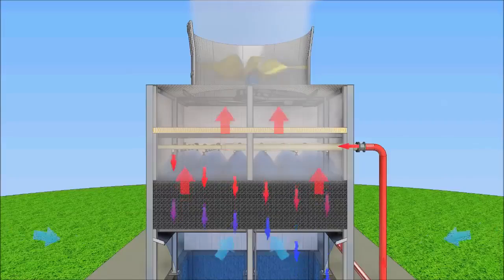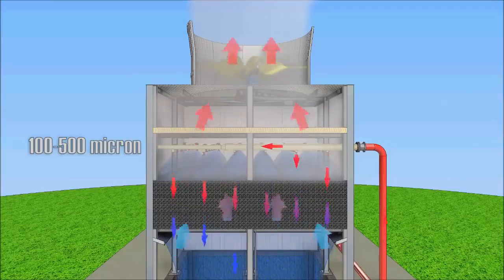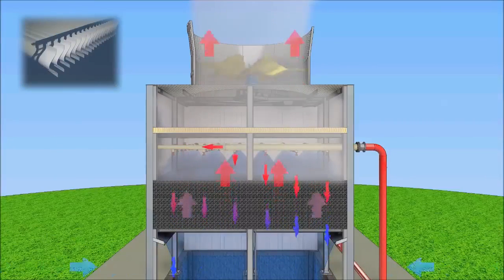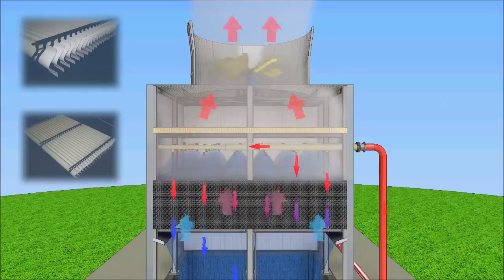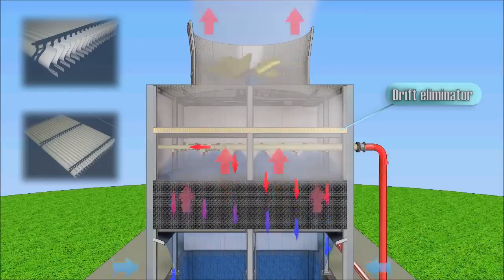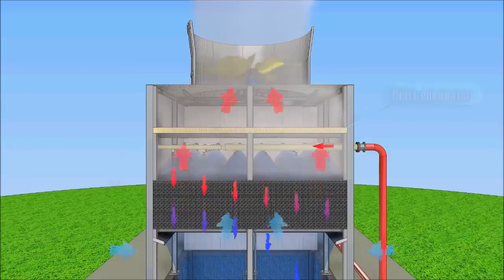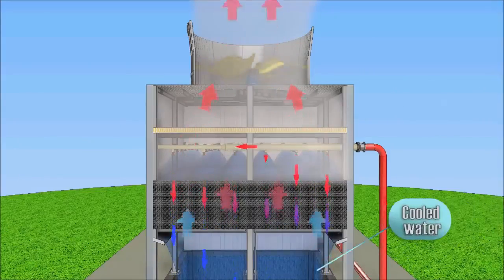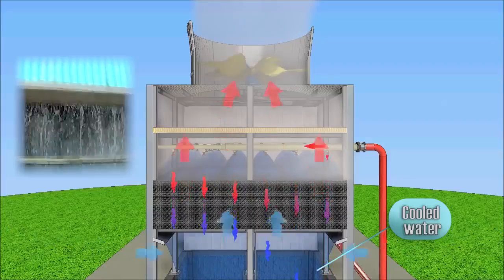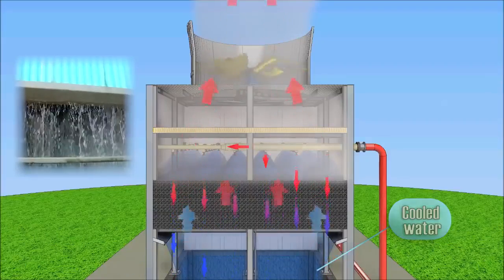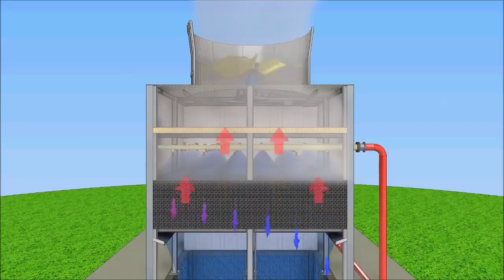Operating a cooling tower emits air saturated with water vapor and containing water droplets with a size of 100-500 microns. To prevent entrainment of water droplets, a drift eliminator is installed above the water distribution system. Cooling water moves down and flows into a catchment tank, and then is supplied by the pump to the technology.